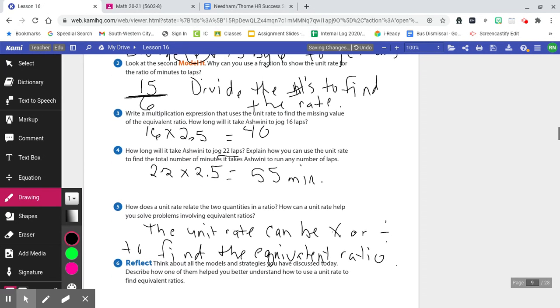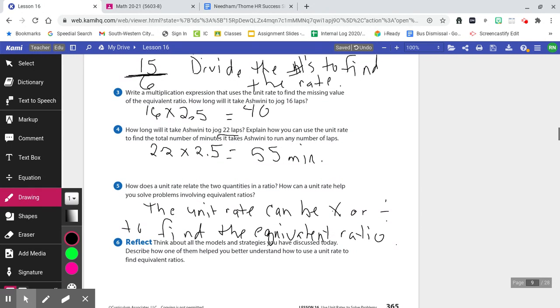Okay, number 6, think about all the models and strategies you've discussed today. Describe how one of them helped you better understand how to use a unit rate to find equivalent ratios. I just want you to write down which strategy you use. Do you use a table, a double number line? Do you use division to find equivalent ratios?